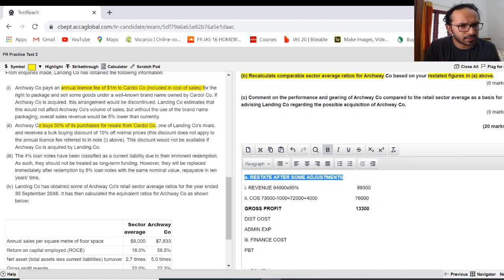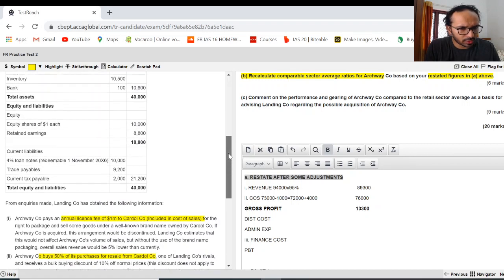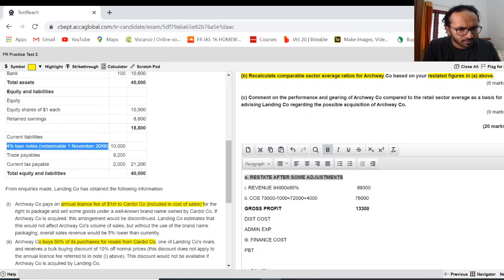Then next thing, the 4% loan note has been classified as current liability due to their imminent redemption. So there is a loan note here, right? It will be redeemed in the near future, within 12 months. That is why that amount is classified as current liability.